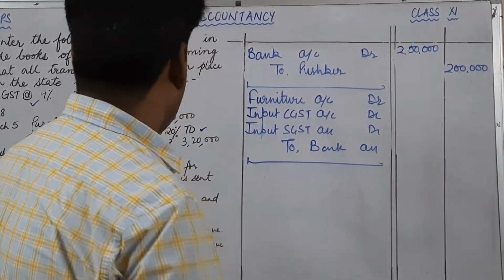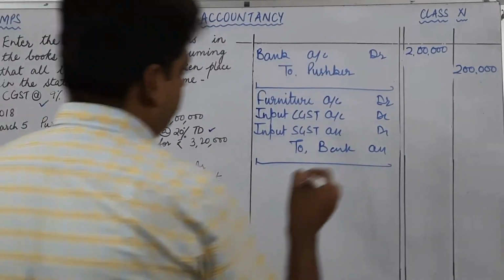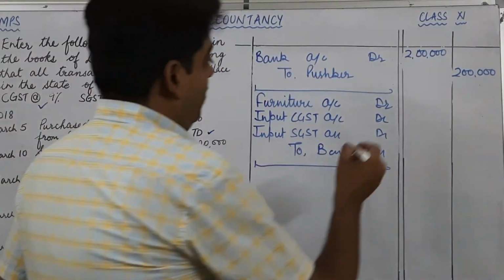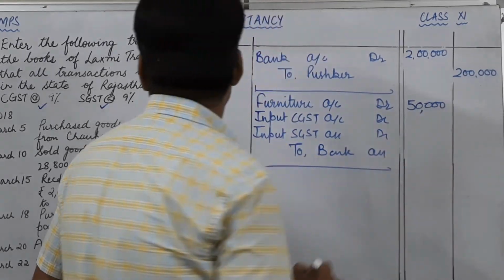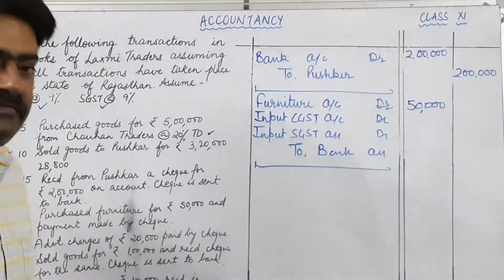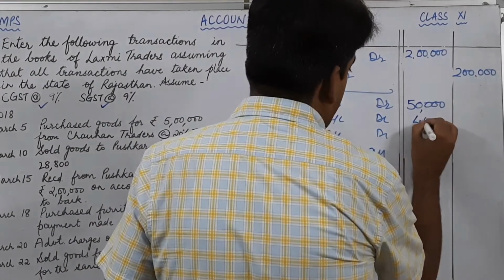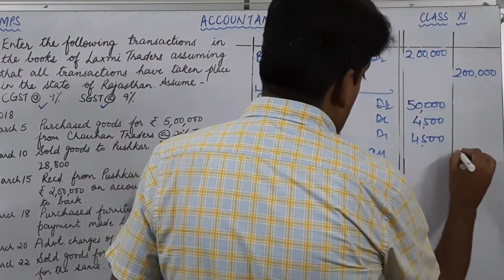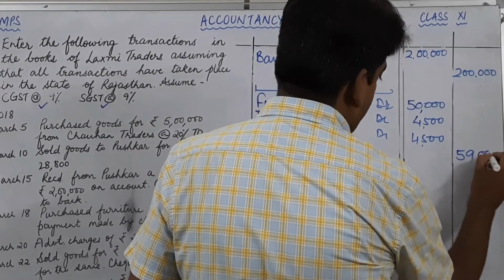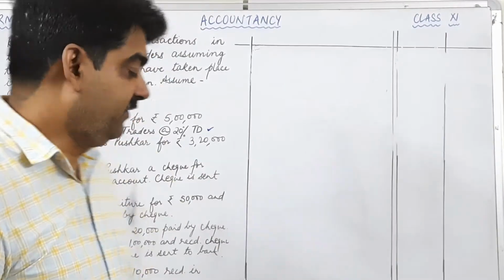You can see value of furniture is 50,000 and taxes are 9% CGST and 9% SGST. So 9 fives are 45, that is 4,500 and 4,500. Total 59,000. Okay. Now see few more transactions.